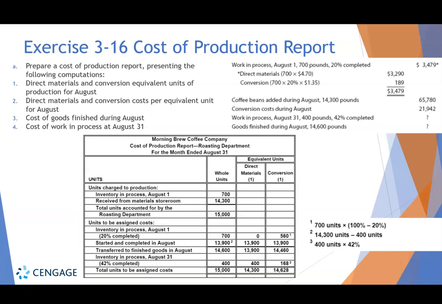So we know we started and completed the 13,900, which is basically the 14,300 units minus the 400 units that are still sitting at the end of the period. And for purposes of the conversion at the end of the period, if they were 42% complete, the 400 units times 42% would give us the 168 units.